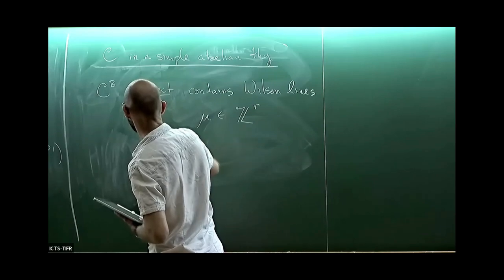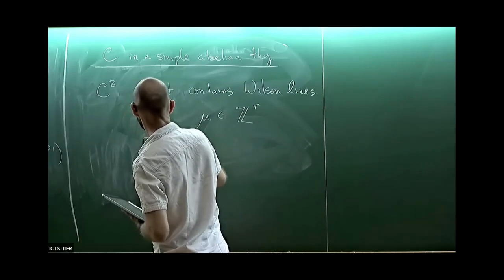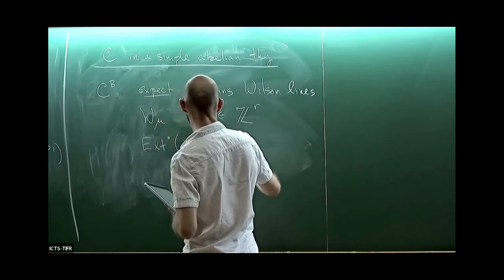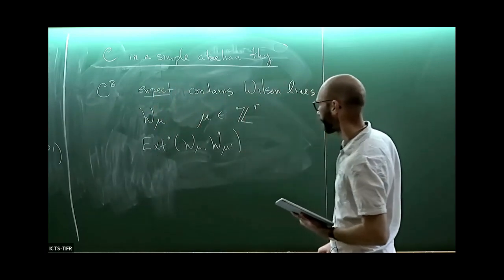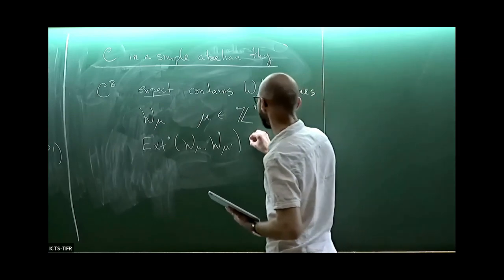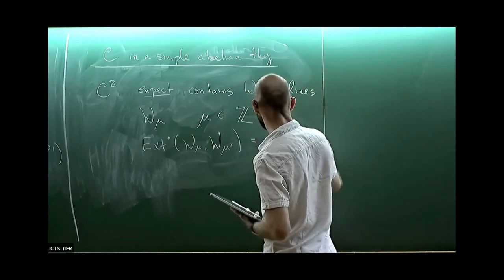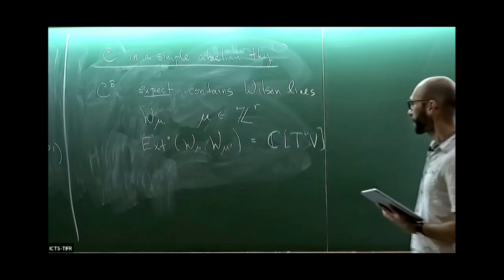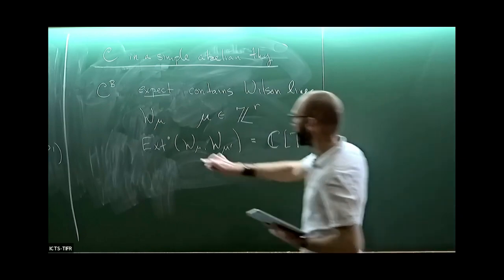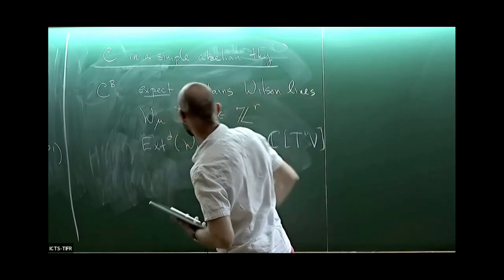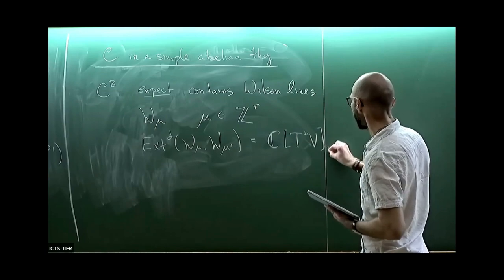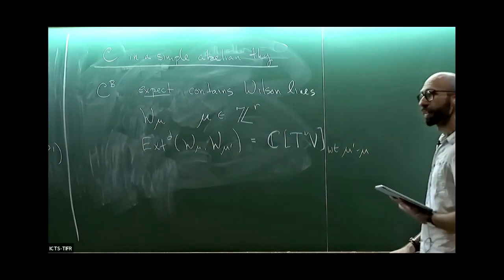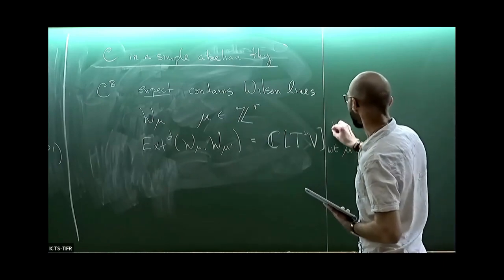Such that, thinking of this as an abelian category, Ext between Wilson lines should look like polynomials on T star V that have weight mu prime minus mu under the G action and degree D.